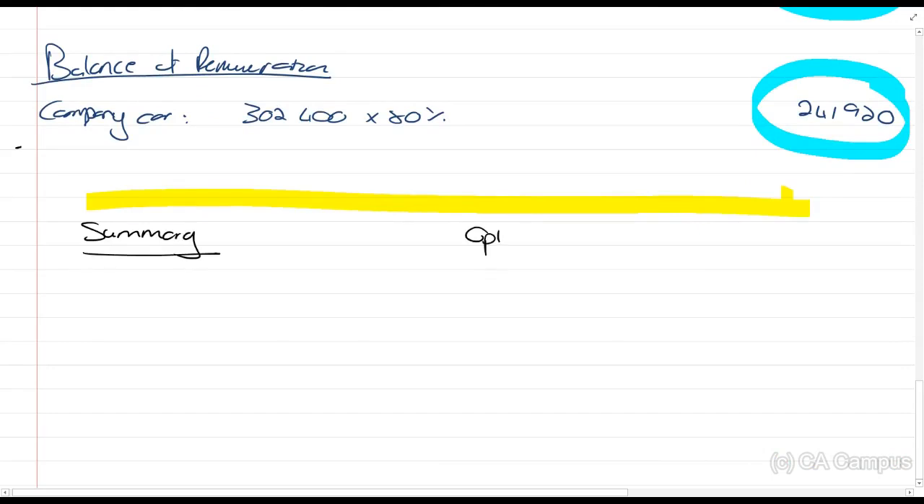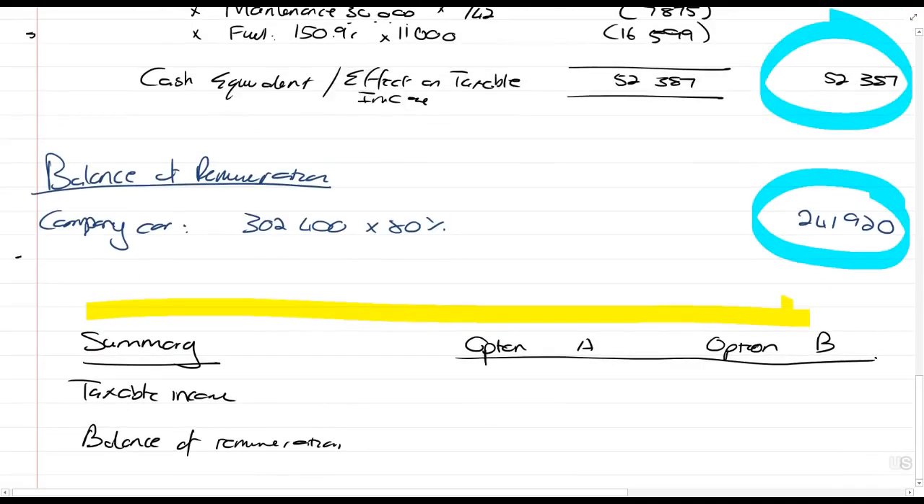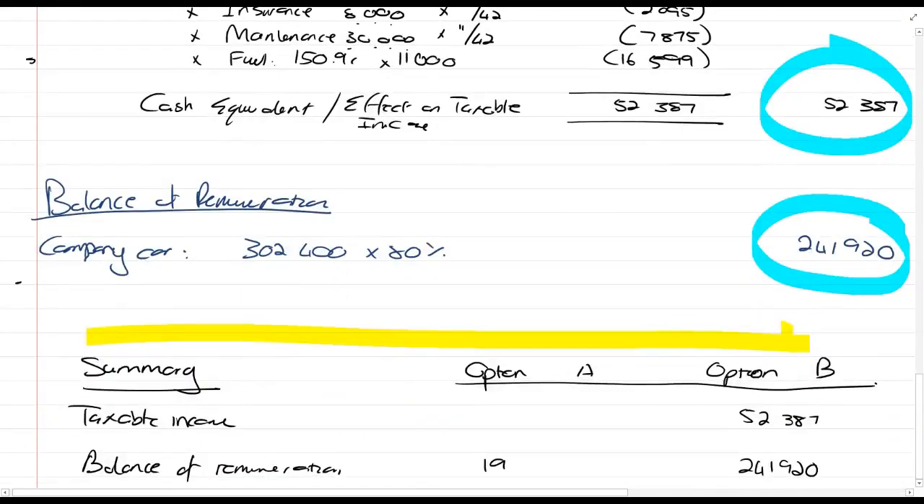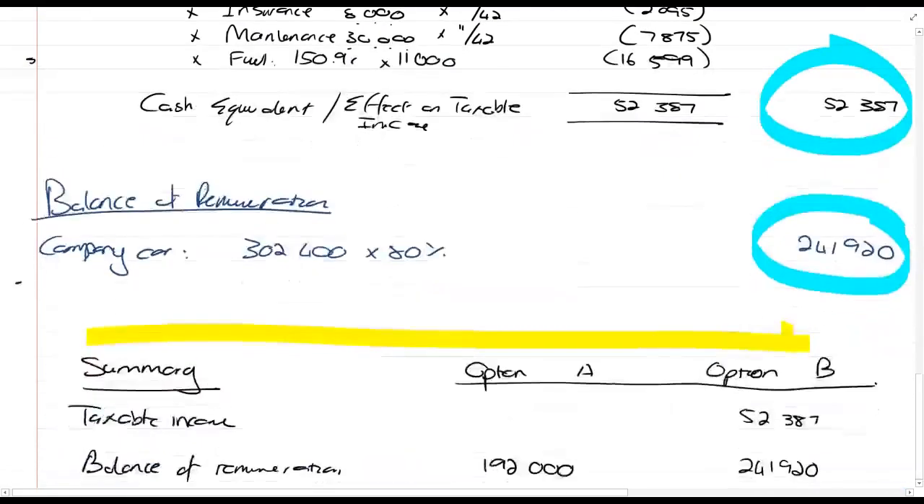Okay, and then you'll see, guys, I recommend a quick summary here. Summary, option A, option B, taxable income, and balance of remuneration. So option B here at the top: balance of remuneration 241,920, taxable income 52,387. Option A: 192,000 for the balance of remuneration and 52,574.